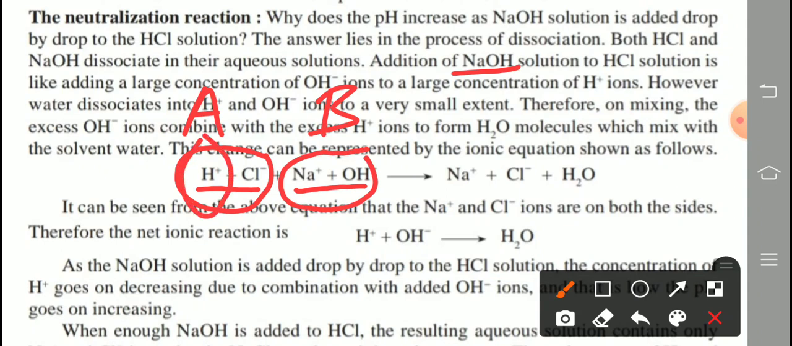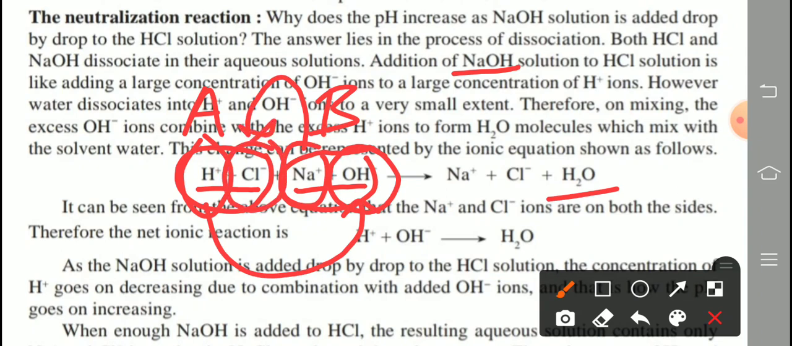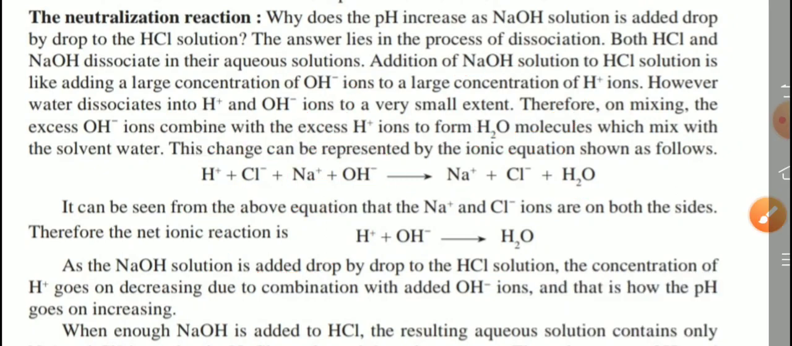This positive ion hydrogen reacts with negative OH to form HOH, means water, and Na plus reacts with what? Cl minus, forming Na plus Cl minus, means sodium chloride. NaCl is commonly called common salt. Then salt and water is formed.